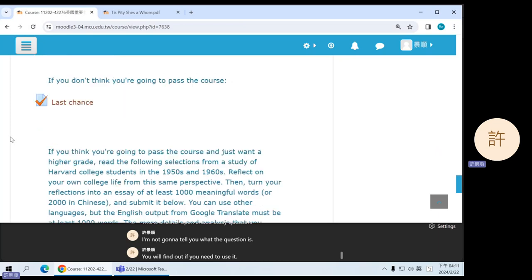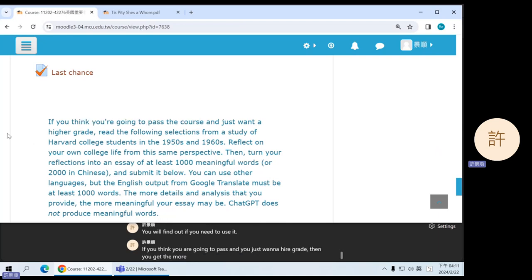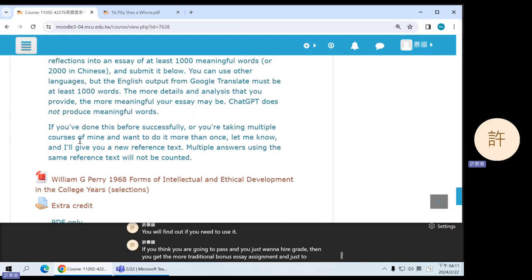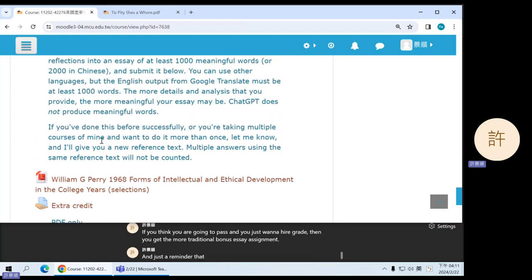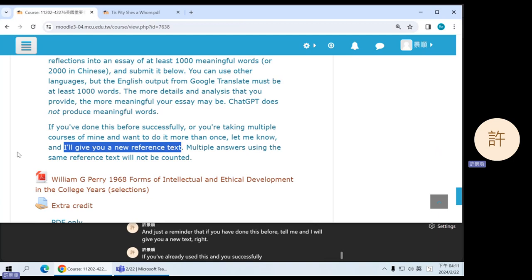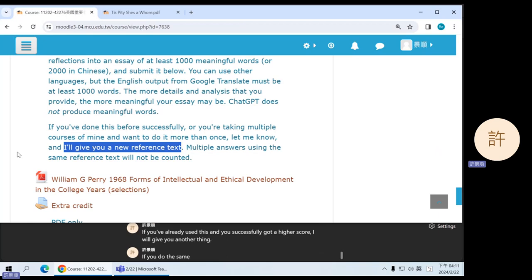If you think you are going to pass and you just want a higher grade, then you get the more traditional bonus essay assignment. And just a reminder that if you have done this before, tell me and I will give you a new text. If you've already used this and you successfully got a higher score, I will give you another thing. If you do the same thing again, it will not count.